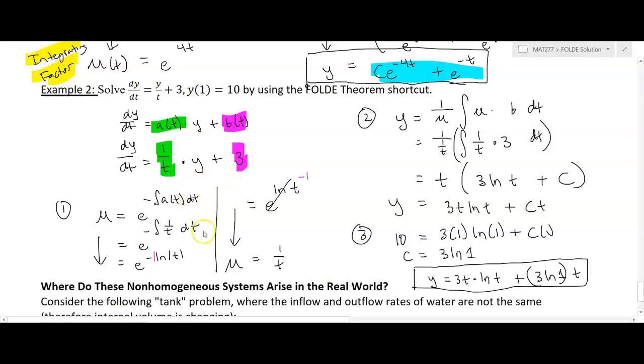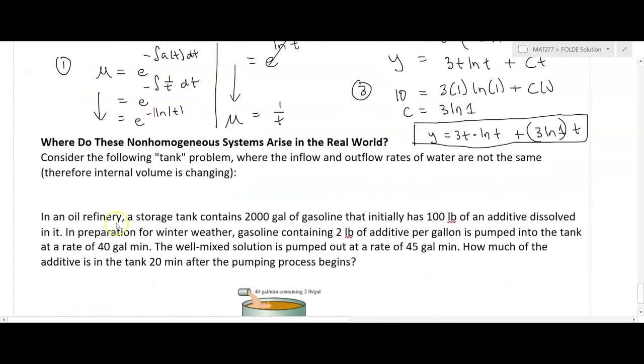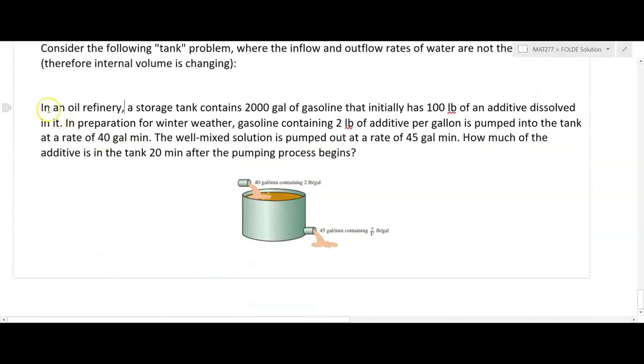These equations seem somewhat like we're just forcing solution templates, but it turns out that homogeneous systems do arise in the real world actually pretty often. But let's consider a tank problem where the inflow and outflow rates of water are not the same. So therefore, internal volume is changing. So let's consider this particular problem.